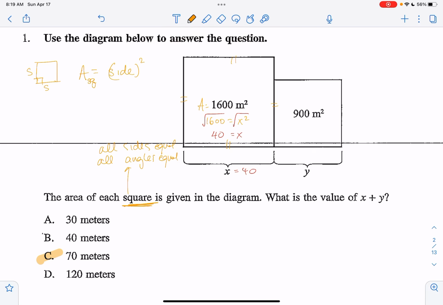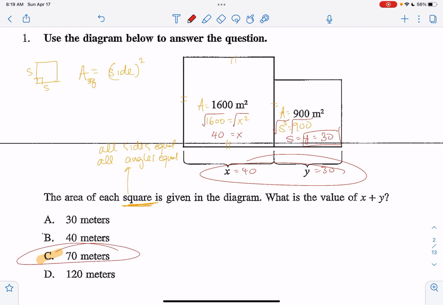Then you do the same thing for this 900. So the area is equal to 900. That's equal to side squared. And the square root of both sides will give you the side, which is equal to y in this case, is equal to 30. So x plus y will be 40 plus 30, or choice C, 70.